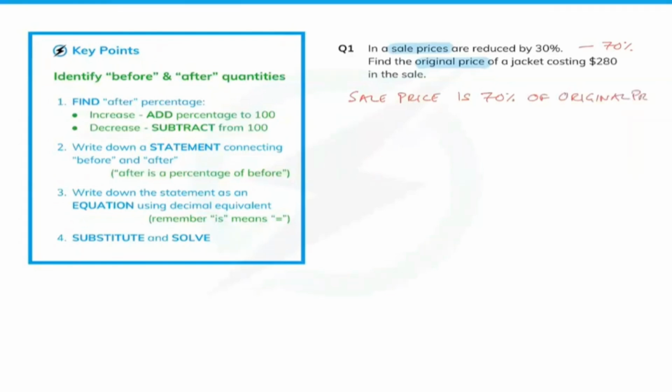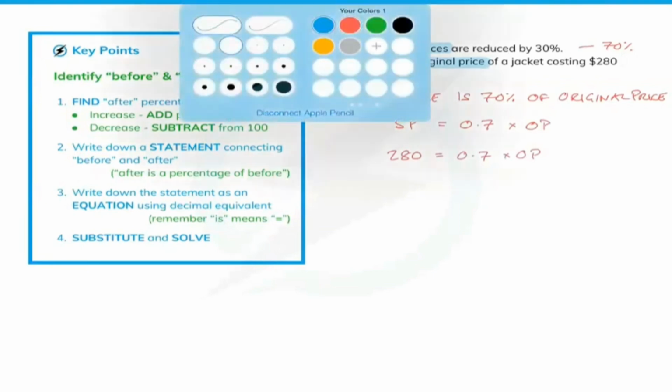And we can now turn that into an equation. Sale price, let's call it SP, is, so that's equals 70%. Percent means divided by 100, so that's 0.70 or 0.7, which is the decimal equivalent of 70%. Of is always times original price, OP. And now we can just put in the numbers that we know. We know the sale price of a jacket, it's $280, and that's 0.7 times the original price. And we have an equation to solve.